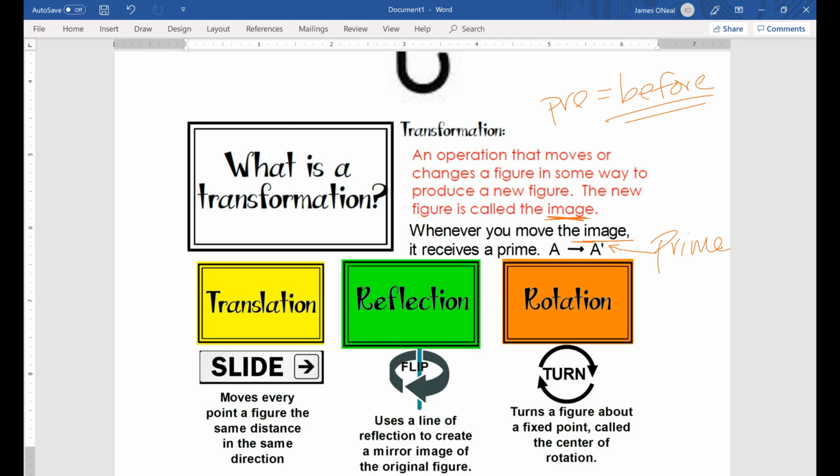So a transformation is a way we change an image, and today we're going to talk about translations. Translations slide an image. They move every point of a figure the same distance in the same direction. So all we're going to be doing is sliding images. That's it. When I tell you this lesson is easy, it's easy. And when we move the image, it becomes a prime. All right, let's get to work.